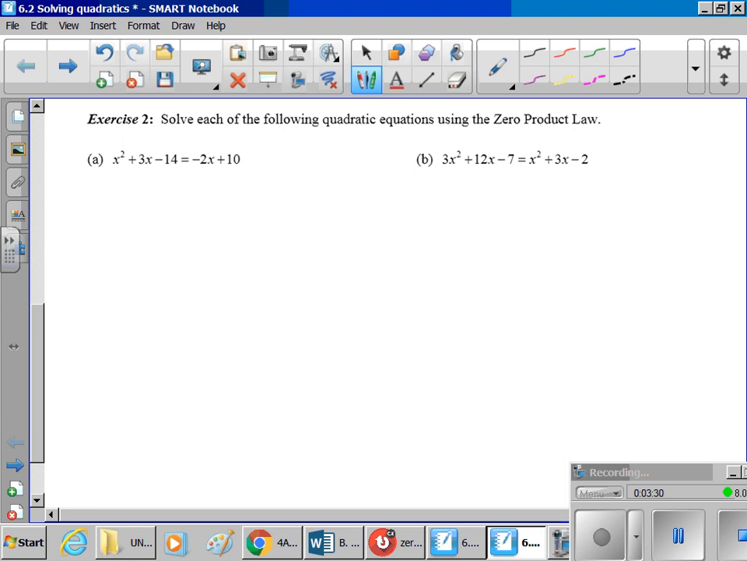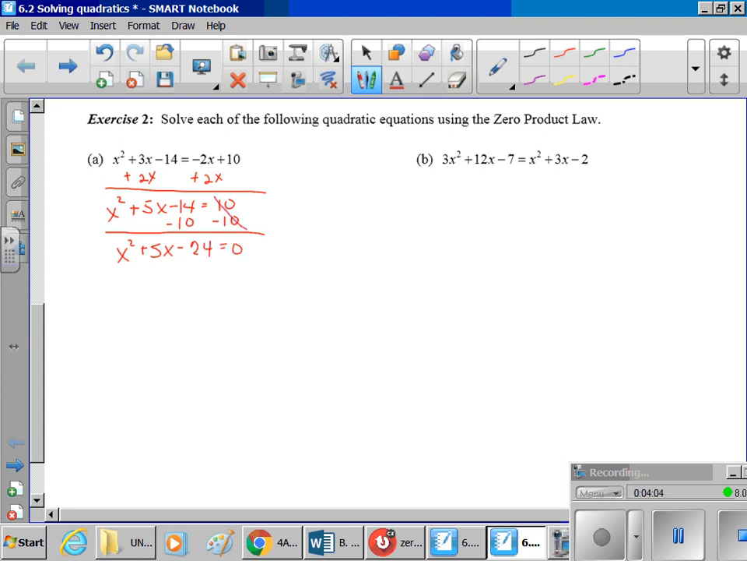So the first thing we're going to do is set this equal to 0. Now you can do this in 2 steps or you can do it in 1. For example, now don't write down yet, you can add 2x to both sides. And you get x squared plus 5x minus 14 is equal to 10. Then you can minus 10 from both sides. So you get x squared plus 5x minus 24 is equal to 0.